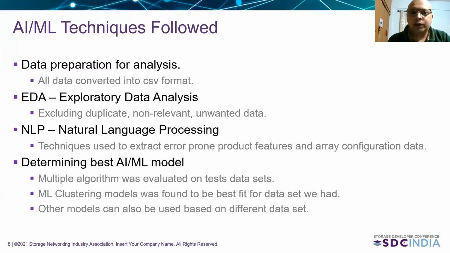Okay, coming to the AI/ML techniques followed. Initially, when we got the data from different sources, we had to collate the data, and then we converted that data into CSV format. And then we did exploratory data analysis so that we can exclude duplicate and non-relevant or unwanted data. After processing that data, we also did NLP processing. That technique was used to extract error-prone product features and array configurations. So we will see how NLP was used in this particular project.